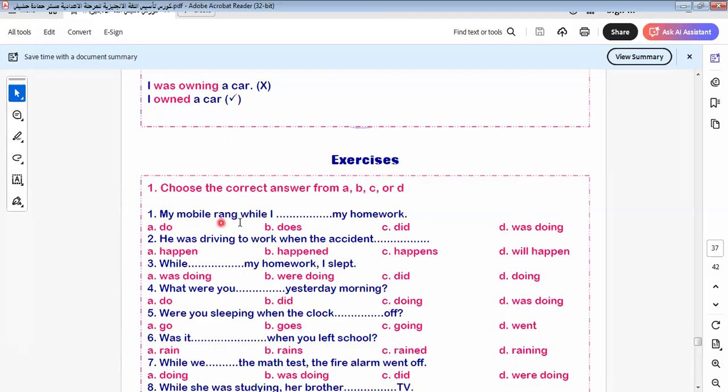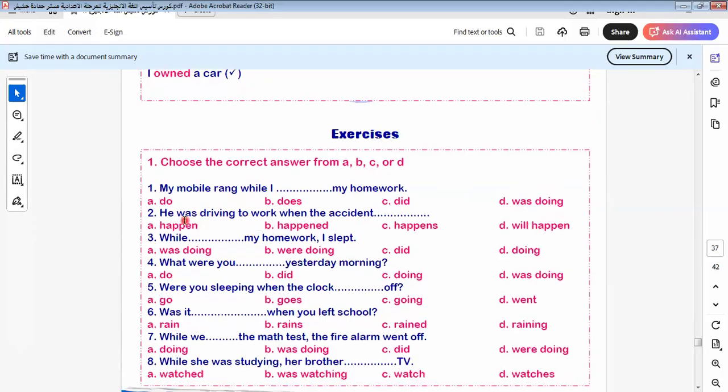The mobile rang while I was. Why was here? Because here while, as we told you before, must be followed by the past continuous tense. Here we say he was driving to work when the accident happened. While space my homework, I slept. So this sentence is the one we have in the previous page.